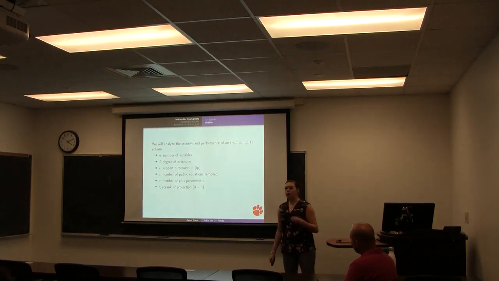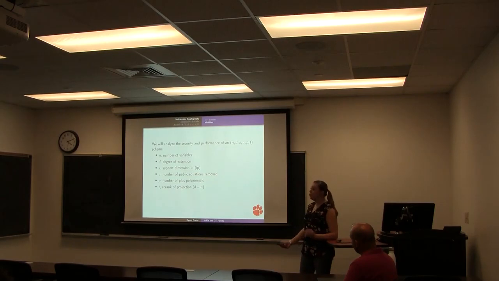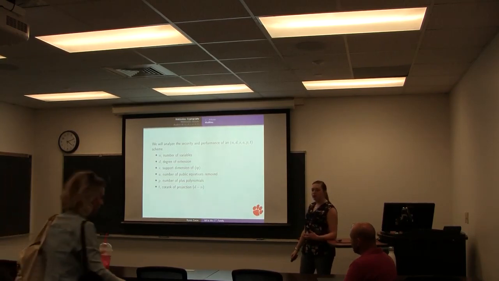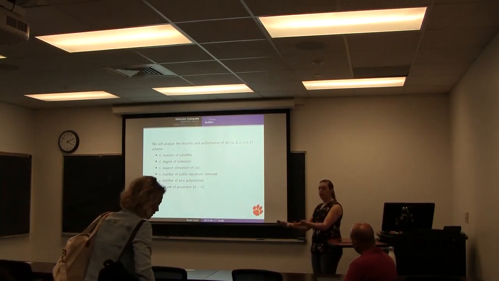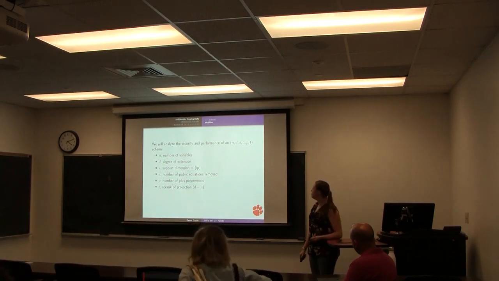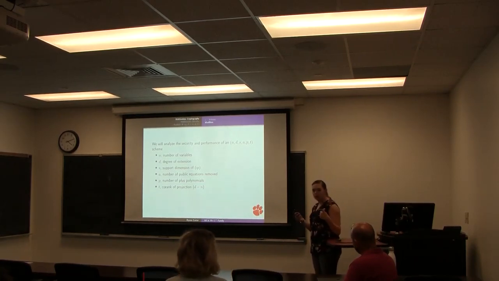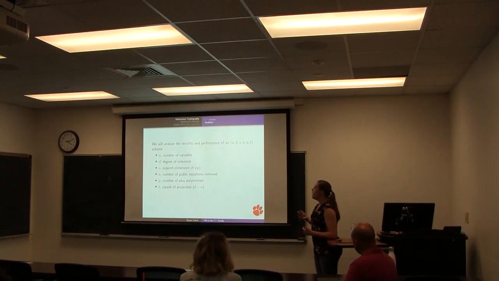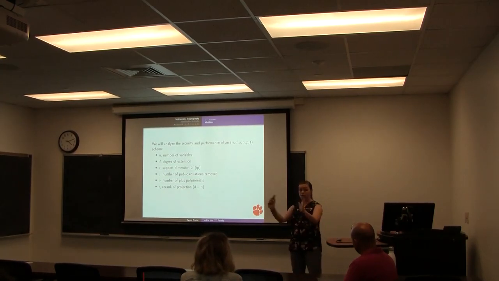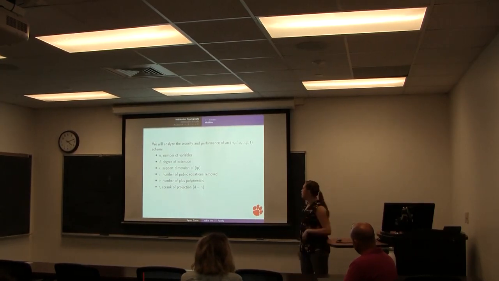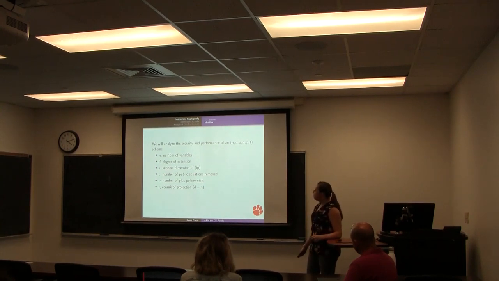All right, so we want to analyze both the security and the performance of an NDSAPT scheme. n is the number of variables, so whenever you originally have your input, it's a vector of length n. d is the degree of the extension. s is the support dimension of IP. a is how many equations we're going to remove with that minus modifier. p is the number of polynomials we're going to append to the end of the public key. And t is the co-rank of the projection.